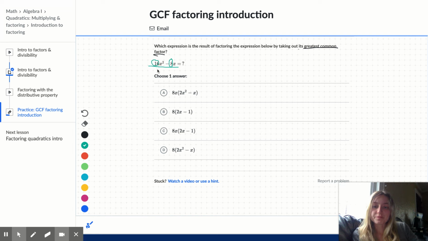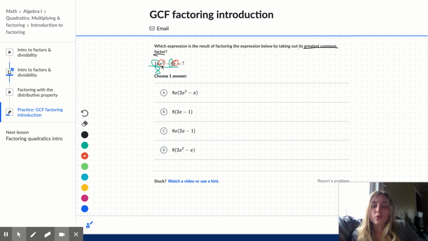So we know that a greatest common factor of the coefficients is 8. So I know we can divide both of these numbers by 8. Now I'm going to look at the variables. So we have x squared, and here we have an x.